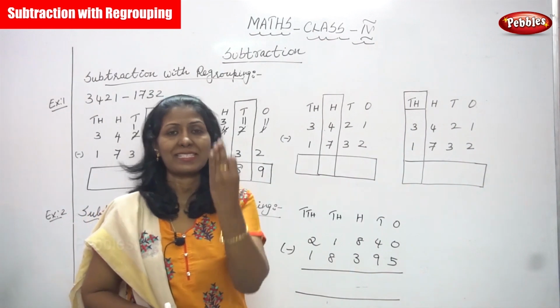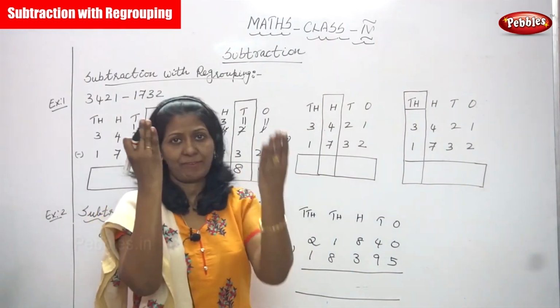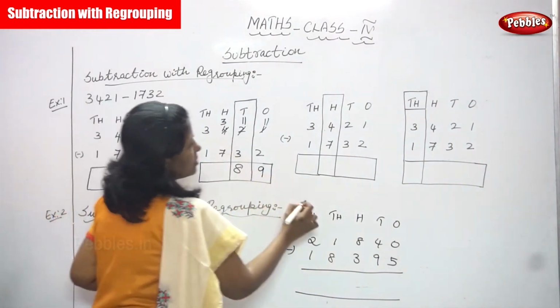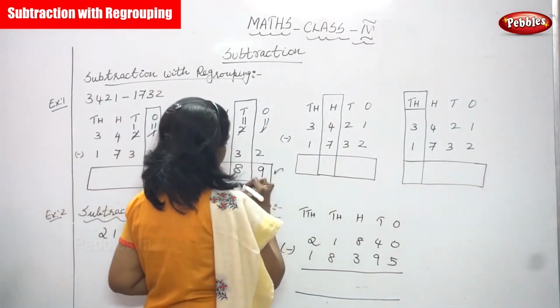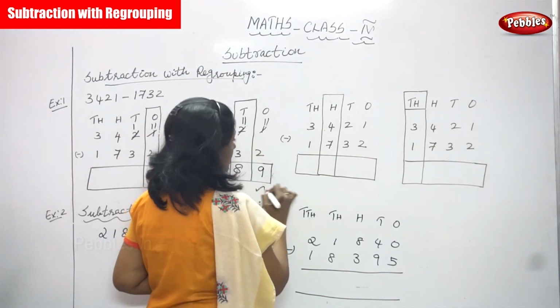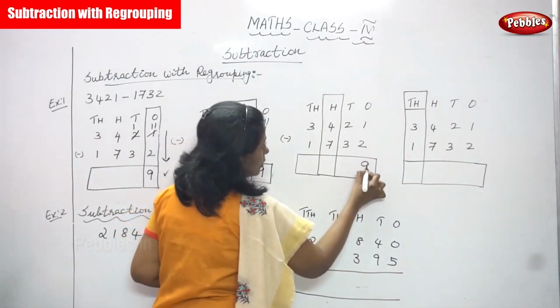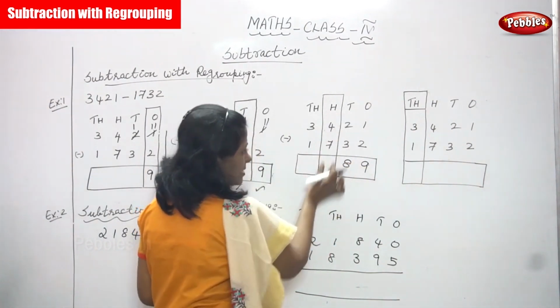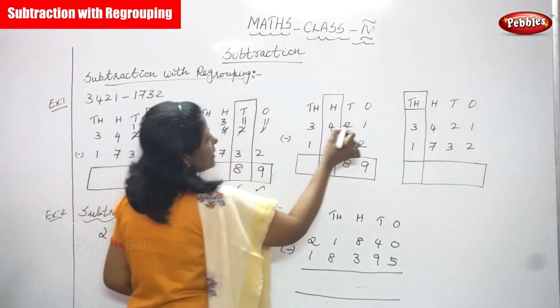So backward counting after 3 up to 11: 4, 5, 6, 7, 8, 9, 10, 11. Altogether 8 is here. So I've written 8. So the answer is correct. You have to write 9 in the ones place and 8 in the tens place. Now I'm going to concentrate only on the 100 place value. So it becomes what?